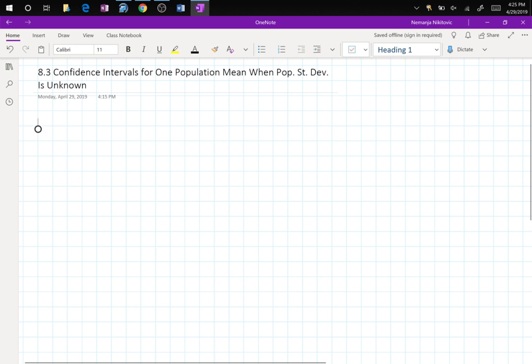Hello and welcome back to Statistics 1. This is the last section of Chapter 8. We're going to talk about the confidence interval for one population mean when the population standard deviation sigma is unknown.